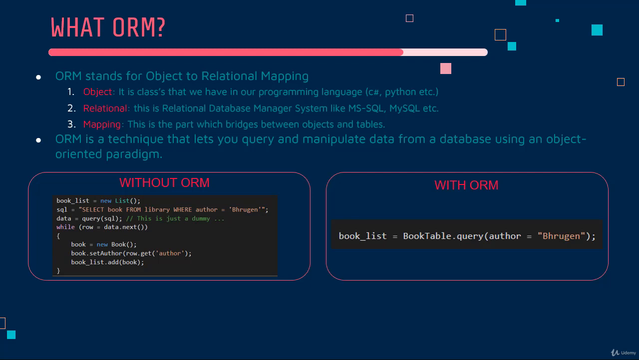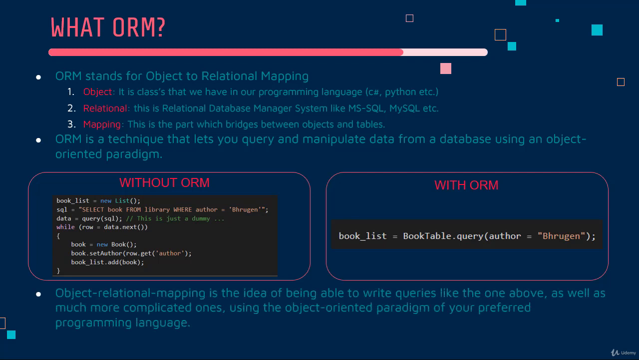Object relational mapping is the idea of being able to write queries like the one here, as well as much more complicated ones using the object-oriented paradigm of your preferred programming language. Long story short, we are trying to interact with our database using our language of choice instead of SQL.